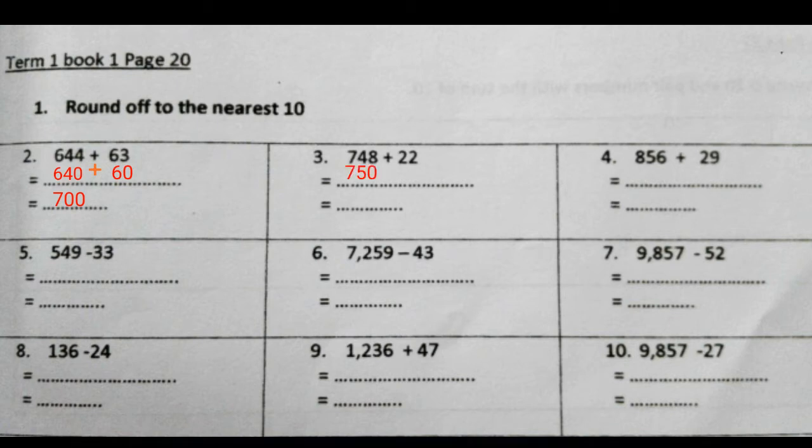750. 22. 2 is a rounding down number. We cannot add 1 to 2. So what's gonna happen? 2 remains 2 and the other 2 turns to 0. So it's gonna be 20. 750 plus 20 equals 770.